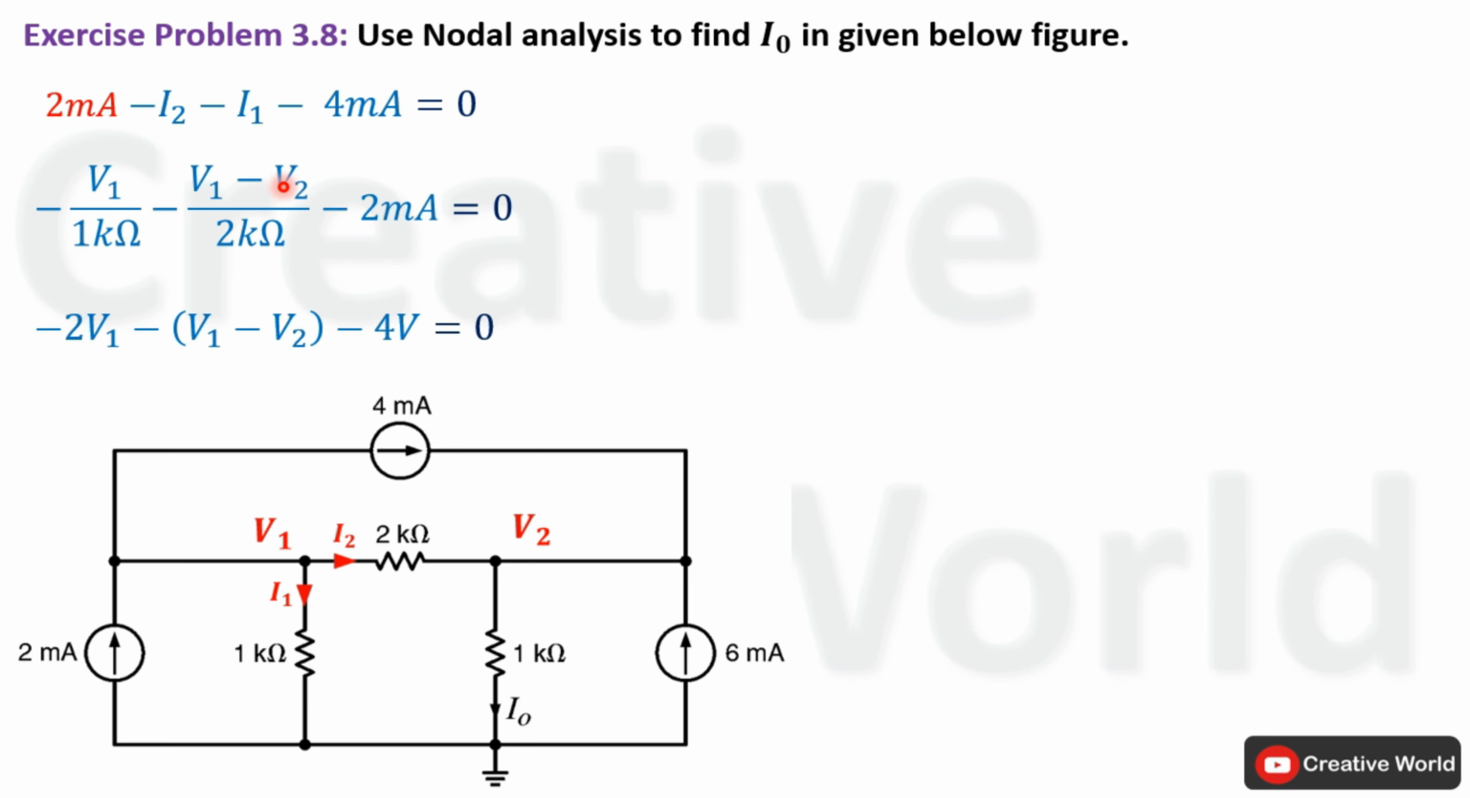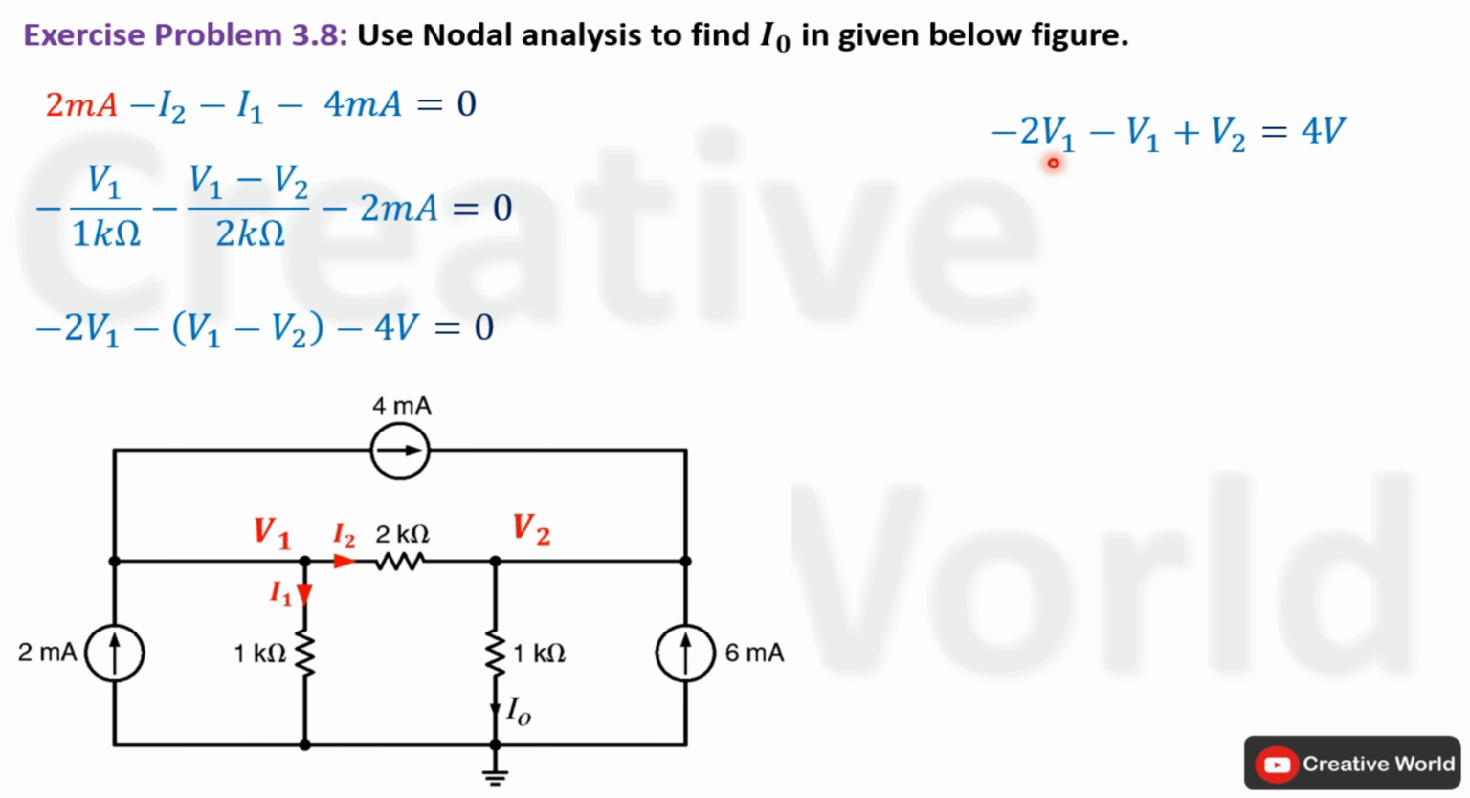Only V1 minus V2 will be left, and here the product of 2 kilo ohm and 2 mA will result in 4 volt. Now place this constant value on the other hand side of equal and open these brackets. This minus sign outside of the brackets will multiply with variables inside the brackets. The equation will become minus 2V1 minus V1 plus V2 equal to 4 volt.